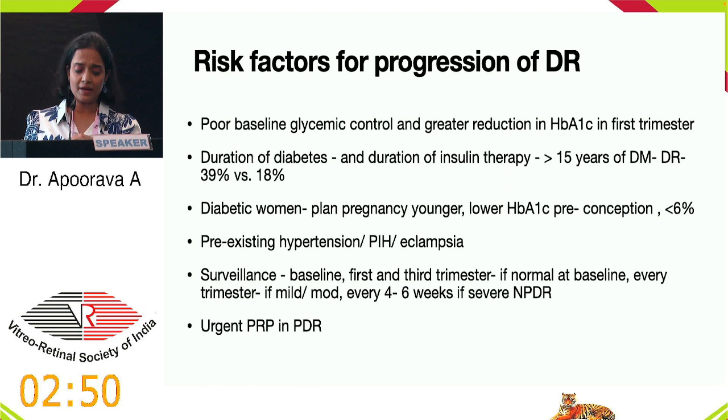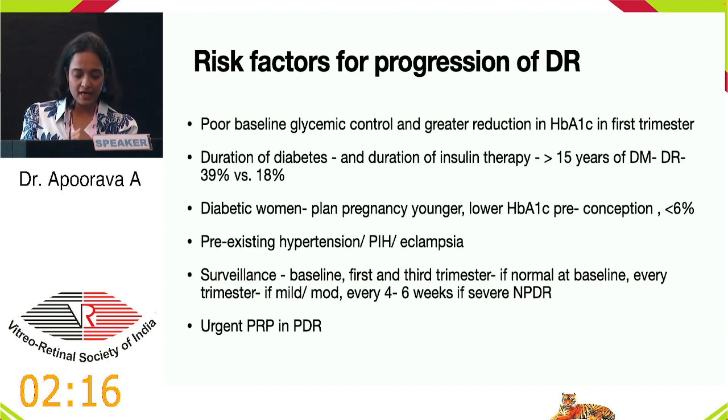Pre-existing hypertension or pregnancy-induced hypertension is a risk factor again. Surveillance is important. Every diabetic woman should have a baseline screening for DR. If there is no DR at baseline, the next can be at the first trimester, and if that is also normal, then the third trimester. If there is mild or moderate diabetic retinopathy at baseline, then screening every trimester is necessary. If there are more severe grades of NPDR, then screening every 4 to 6 weeks is necessary.